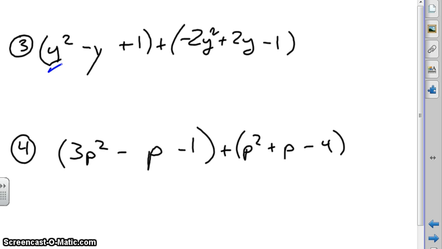Bianca, how many y squareds are here? 1. So the coefficient, that should be right next to it, is a 1 there. There's a 1 y squared. And then how many do we have over there? Negative 2. So what is 1y squared and a negative 2y squared? Negative 1y squared. So we can even write that as negative y squared, right?